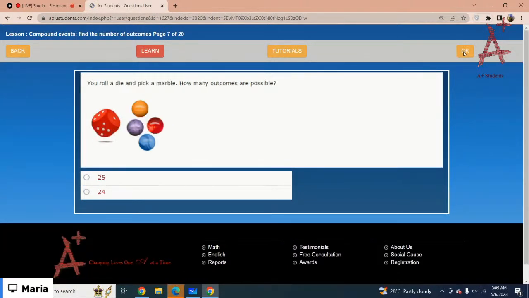You roll a die and pick a marble. How many outcomes are possible? The die has six outcomes and you have four marbles. So you need to do 6 times 4. That means the correct option is 24.